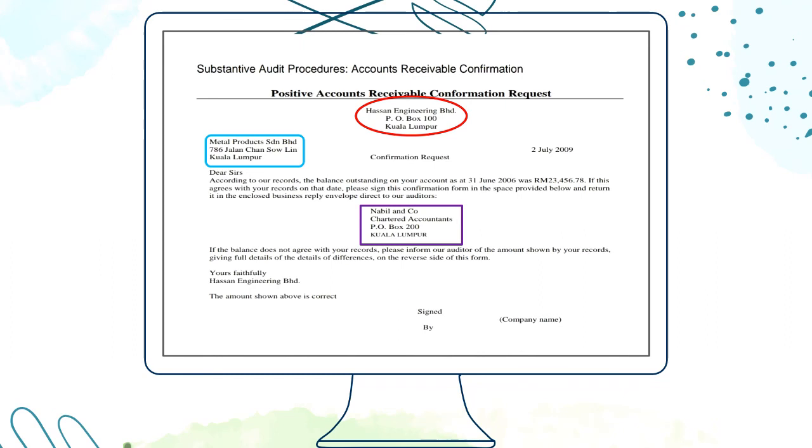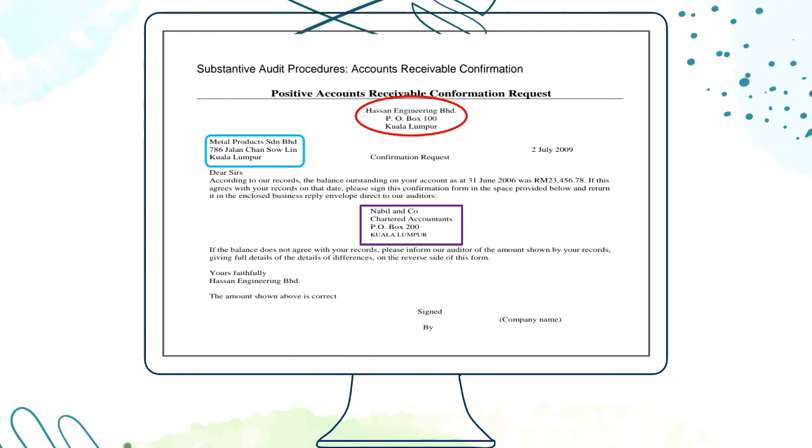And then we need to write about their outstanding balance based on our record. So when the account receivable agrees with the record, they need to contact our auditor. They need to contact at the purple box, where we write our auditor's name and address.